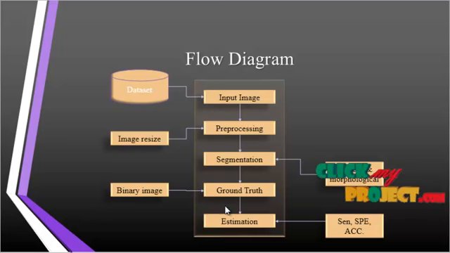After getting the ground truth as an input, the estimation is followed to check whether the segmentation is correct or not. The segmentation is compared with the ground truth and then gives the result as sensitivity, specificity and accuracy. By the estimation of the sensitivity, specificity and accuracy, we justify whether the segmentation is accurate or not.